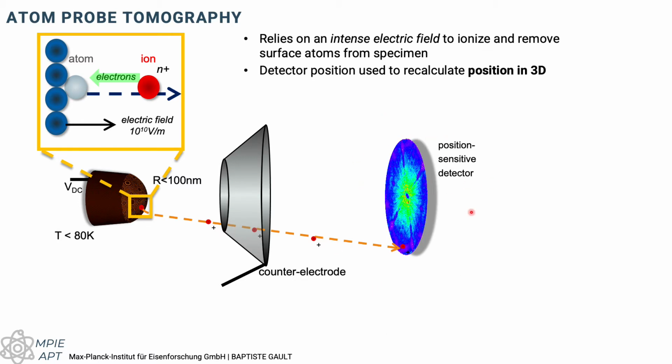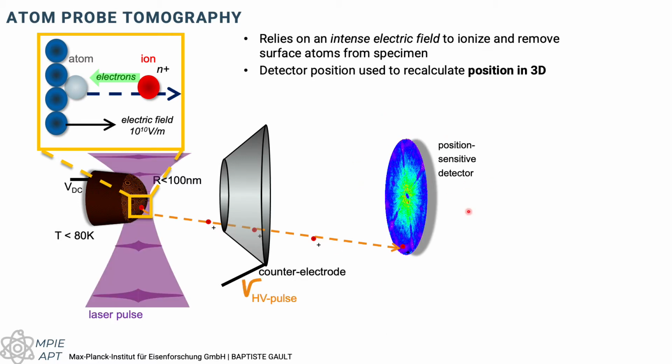The ions are collected by a position-sensitive detector that records their impact position. And we trigger the departure of these ions either using laser pulses to temporarily increase the temperature and then enable the thermally assisted departure of the ions, or by increasing the field, which lowers the potential barrier bonding the atoms to the surface and facilitates the departure.